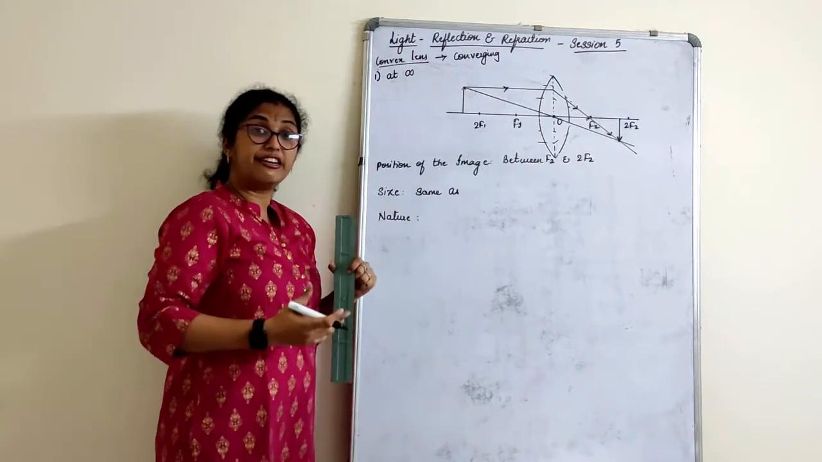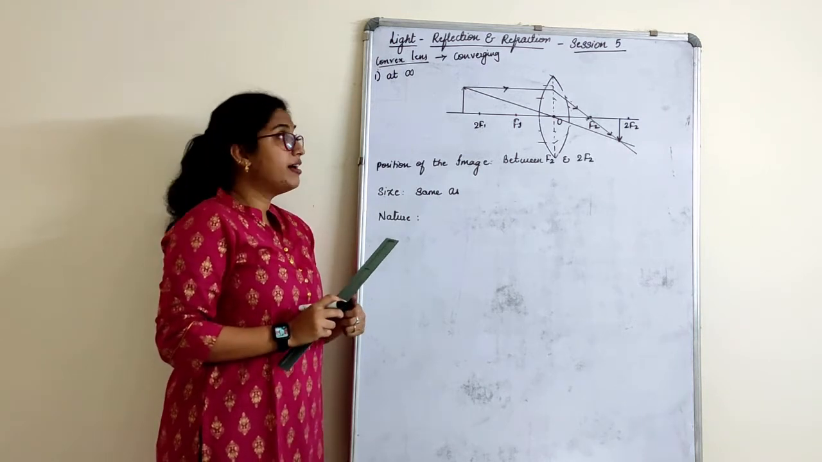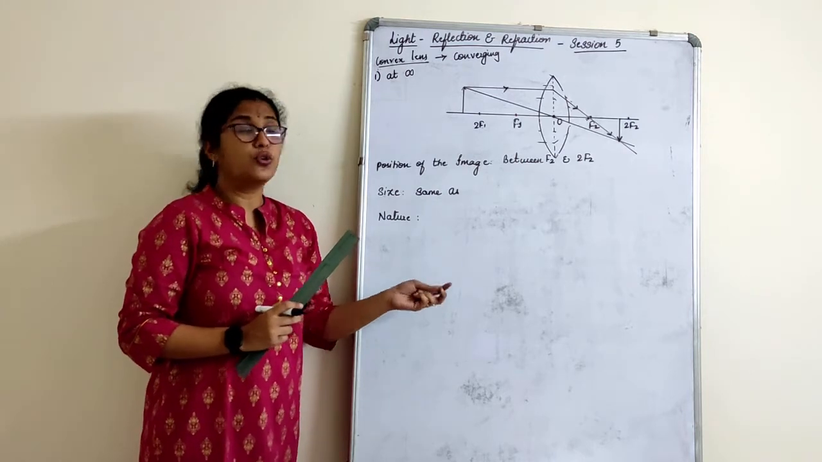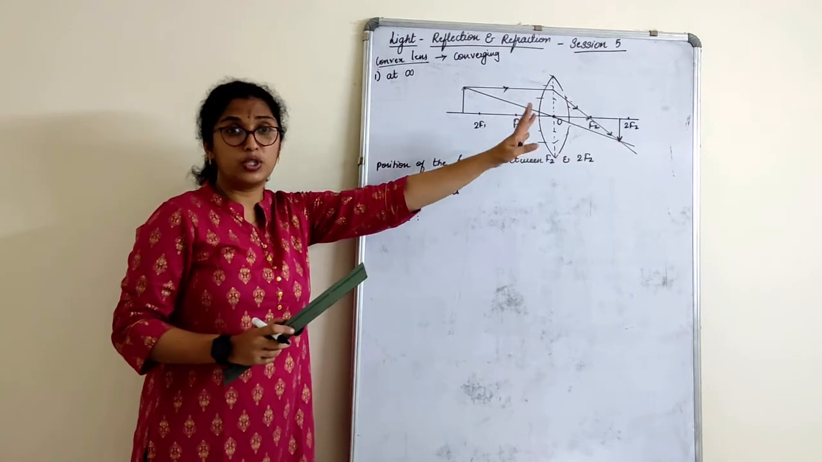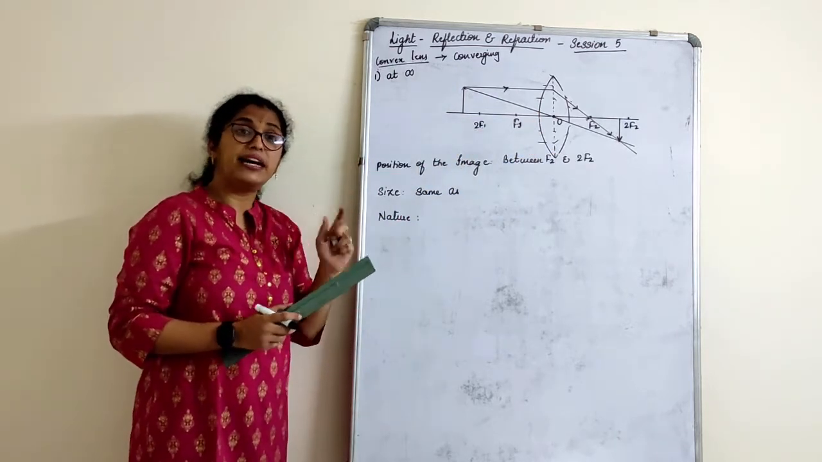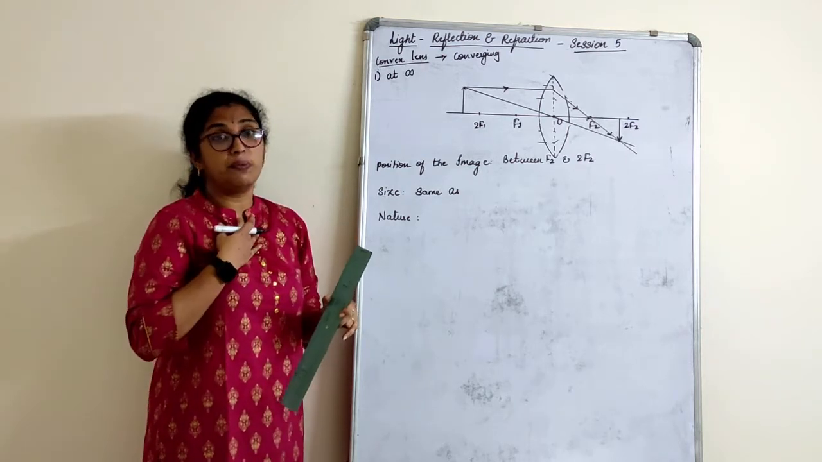Teacher, what if I get a different size? You can ask me. That means your ray diagram is wrong. Why? Because it is standard, children. When you keep an object beyond 2F, you have to get the image between F2 and 2F2 only, right? For focus 2 and twice the focus 2, and the size should be the same as what we get. That is why it is a standard. You can't be getting different.